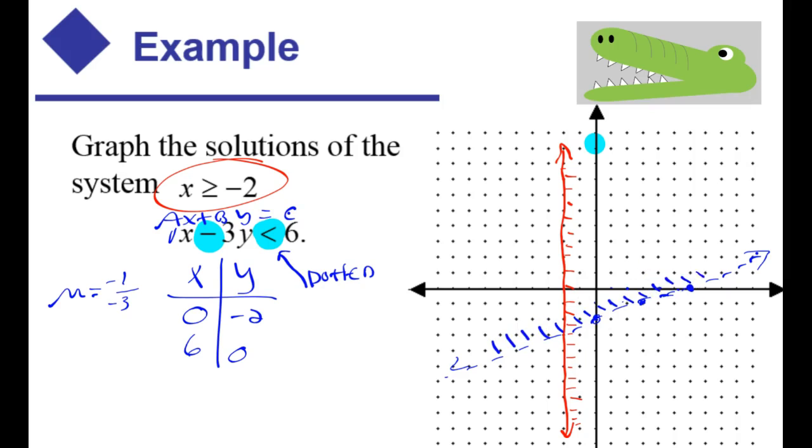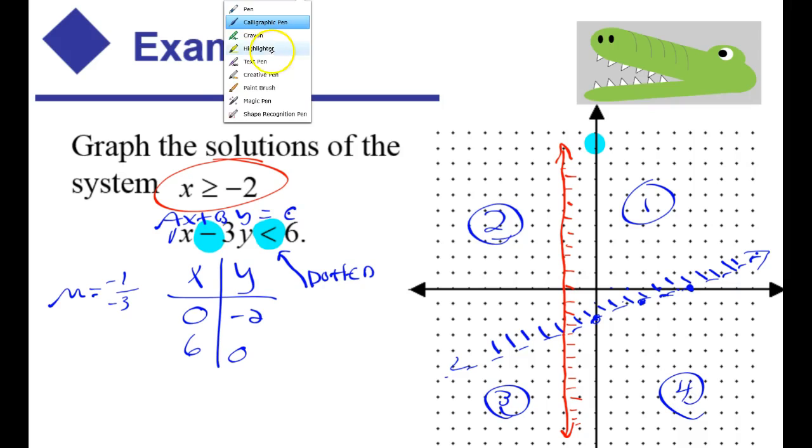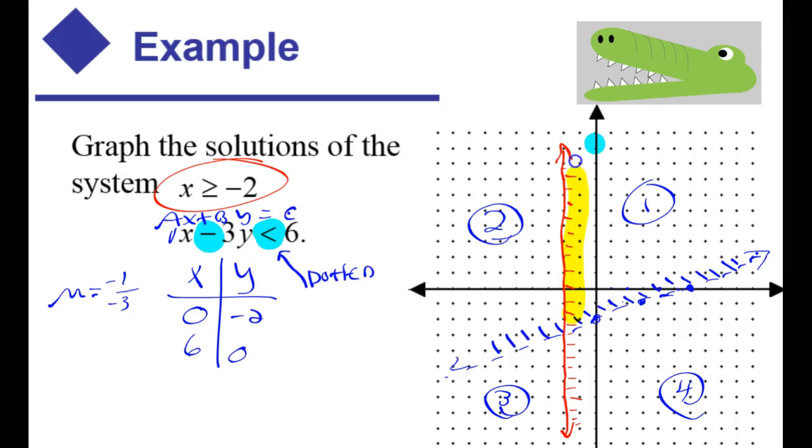And then if I talk about where the alligator can eat, I've got region 1, region 2, region 3, or region 4 to shade in. And it looks like region 1 is the only region that my alligator can eat, because he's got teeth along here, and he's got teeth along here, and he's going to be chomping in this area. All the other regions, either he's missing a set of teeth or both teeth. In region 3, he has no teeth at all.